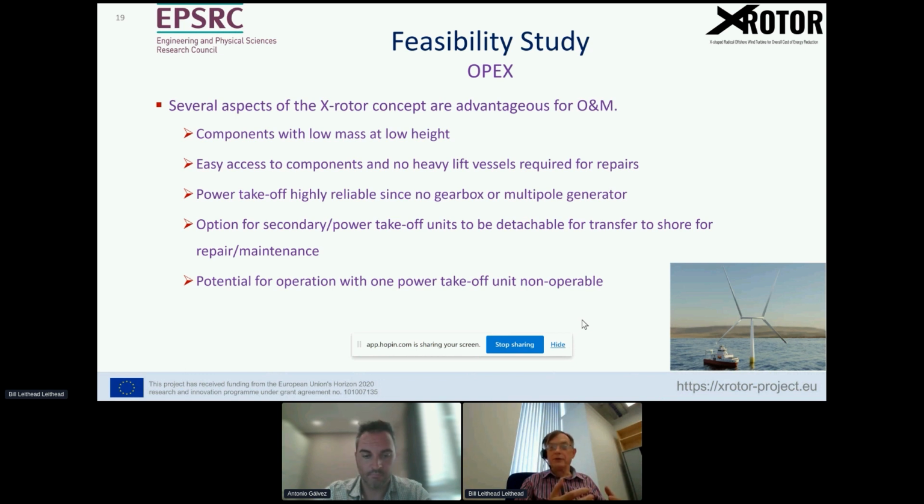And one additional advantage is built-in redundancy. If one of those power takeoff units fails for whatever reason, you can continue to operate with the other one until it's a good opportunity to go out and switch in a new one. The turbine does not cease to operate when one of the power takeoff units fails.